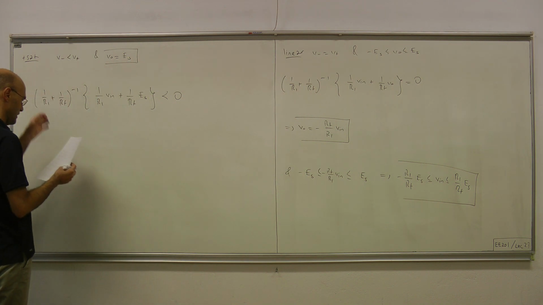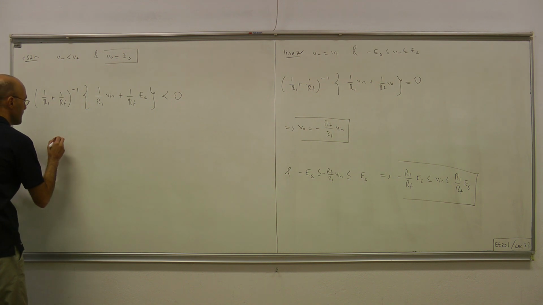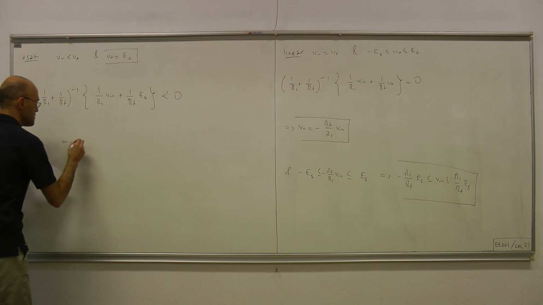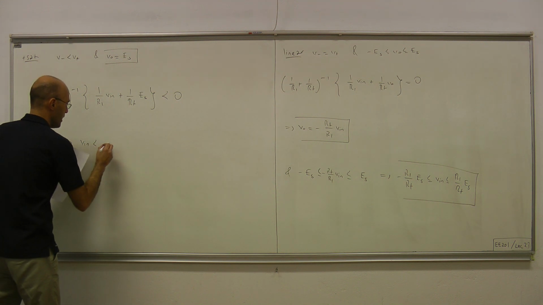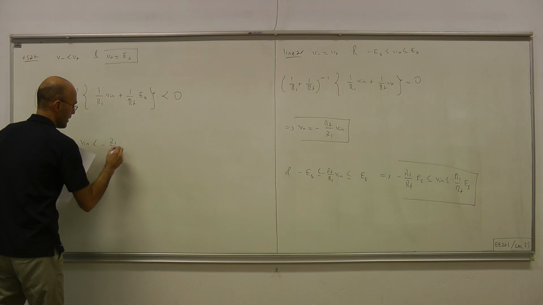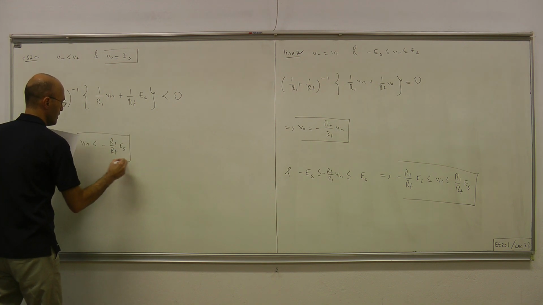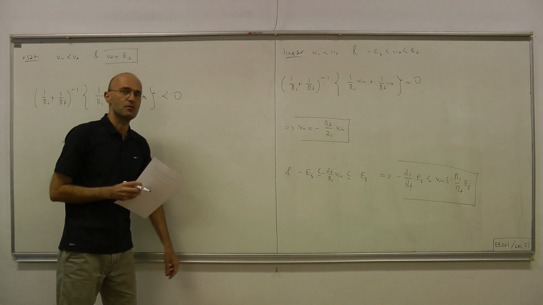So let's write this down a little bit more simply. Okay. That means that provided that V in is less than minus R1 over RF ES, the op-amp is in the positive saturation region.